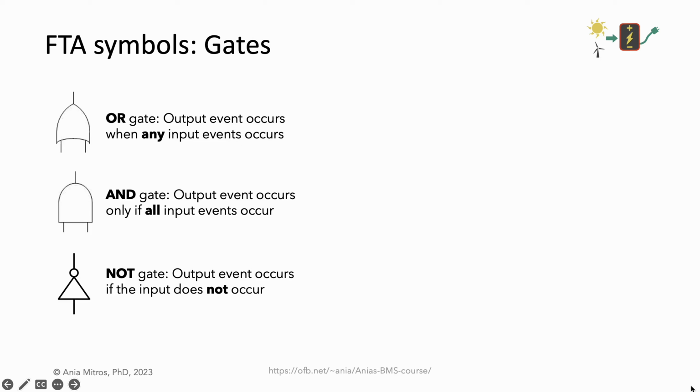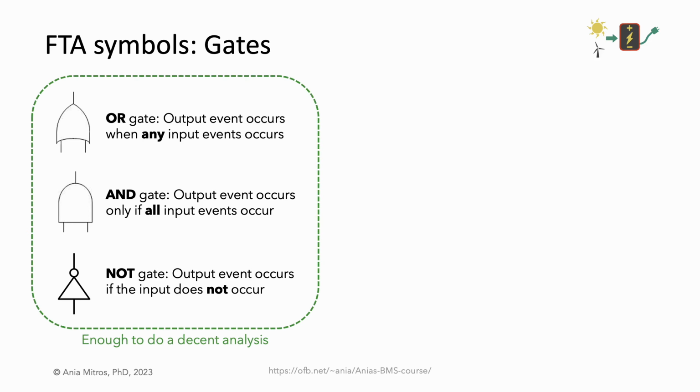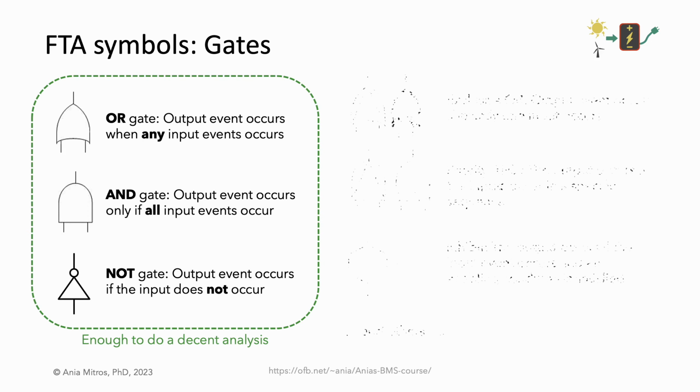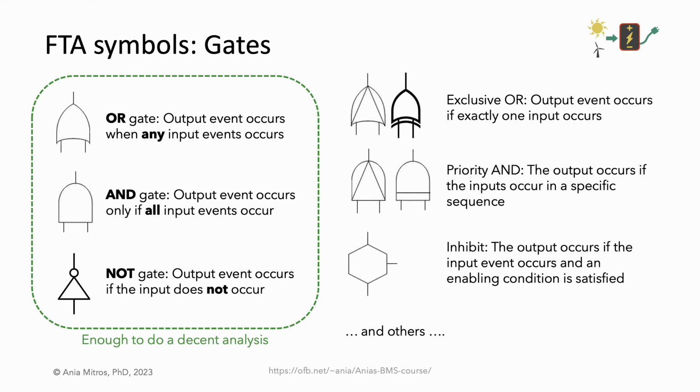The relationships between events are represented by gates. You may have seen these in a class on logic or digital design. An OR gate means that the output event occurs if any input event occurs. An AND gate means that the output event occurs only if all the input events occur. And a NOT gate means that the output event occurs if the input does not occur. In my opinion, these suffice for a decent analysis, though a good number of other gates are used, and in some cases, multiple different symbol styles are used to represent a single logical concept.